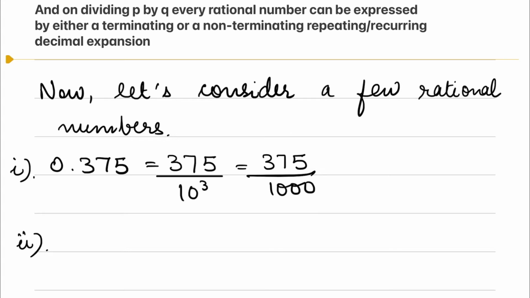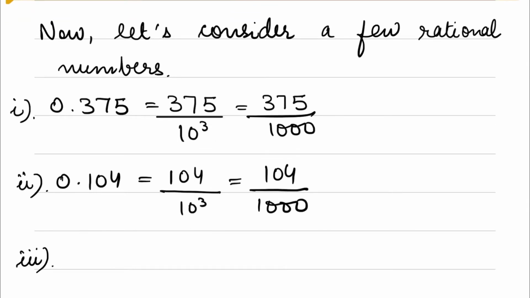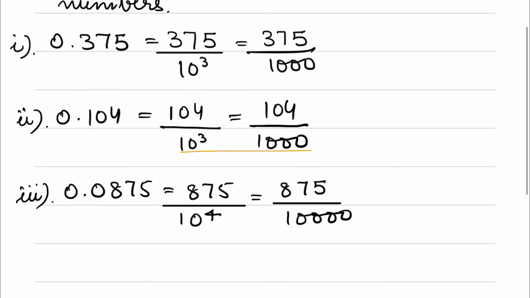Second, let's take 0.104. This can also be written as 104 by 10 raised to the power 3 or 104 by 1000. Third, let's take 0.0875. This can also be written as 875 by 10 raised to the power 4 decimal places, or it can be written as 875 by 10,000. Let's take one more example.